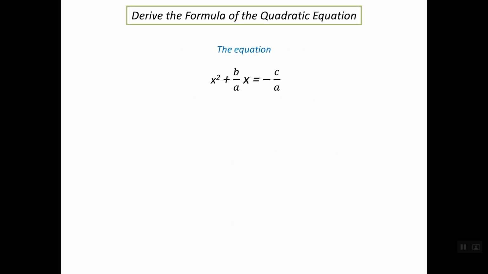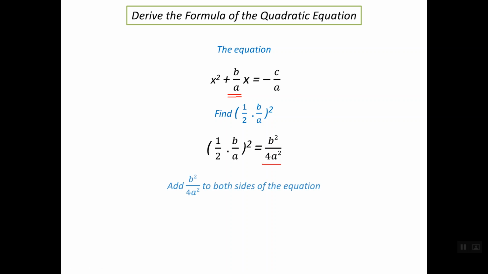We know that in order to complete the square for the left side, we should take care of the coefficient of x, which is b over a. So we need to find the value of half this coefficient squared. So find half of b over a, all squared. Half of b over a, all squared, is simply equal to b squared over 4a squared. Now we can add this value, b squared over 4a squared, to both sides of the equation.